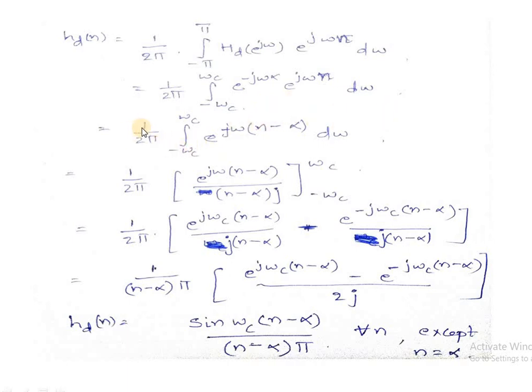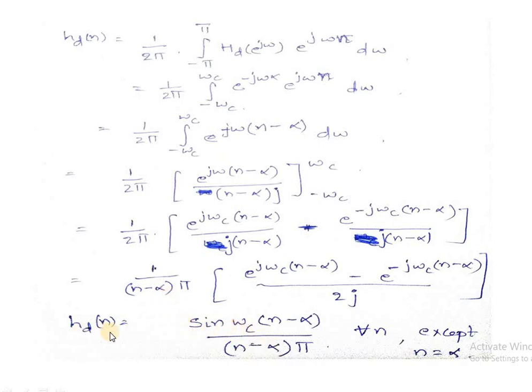And I now write the expression: 1 by 2 pi integral from minus omega c to omega c of e power j omega (n minus alpha) d omega. Evaluating this integral, we find that this can be written as 1 by pi (n minus alpha) into e power j omega c (n minus alpha) minus e power minus j omega c (n minus alpha), divided by 2j, which leads to a sine function, sine of omega c into (n minus alpha) by (n minus alpha) into pi.